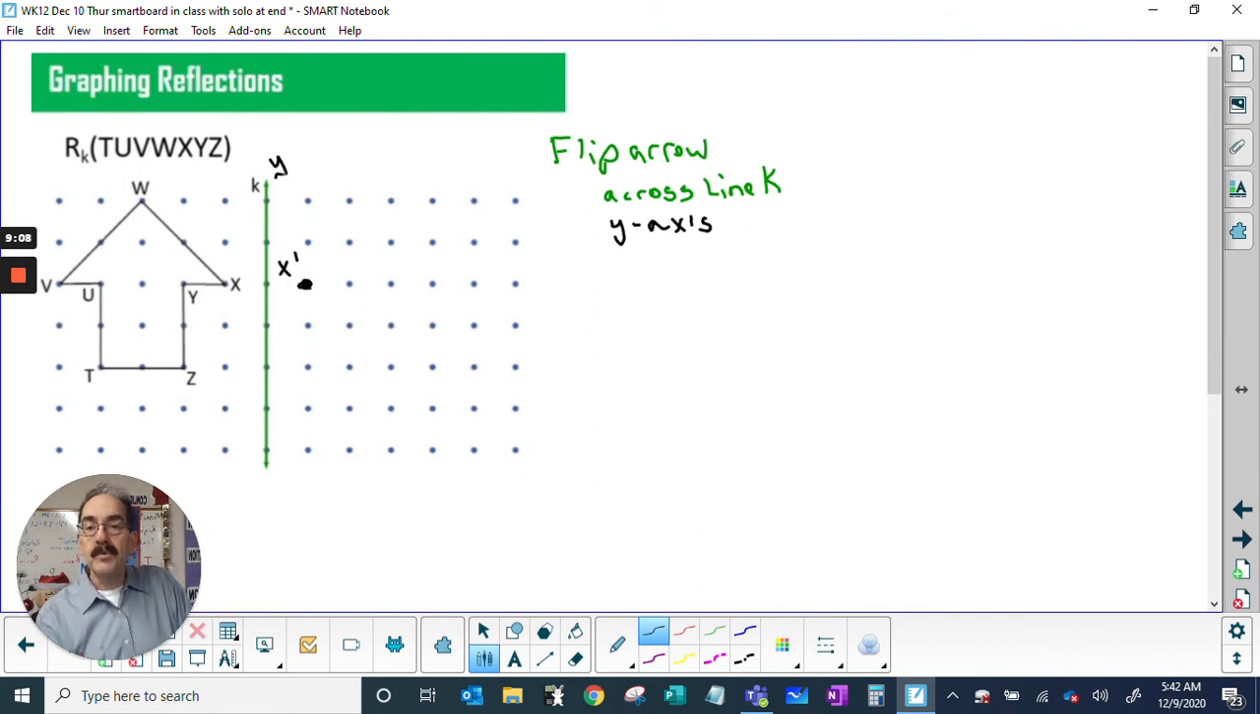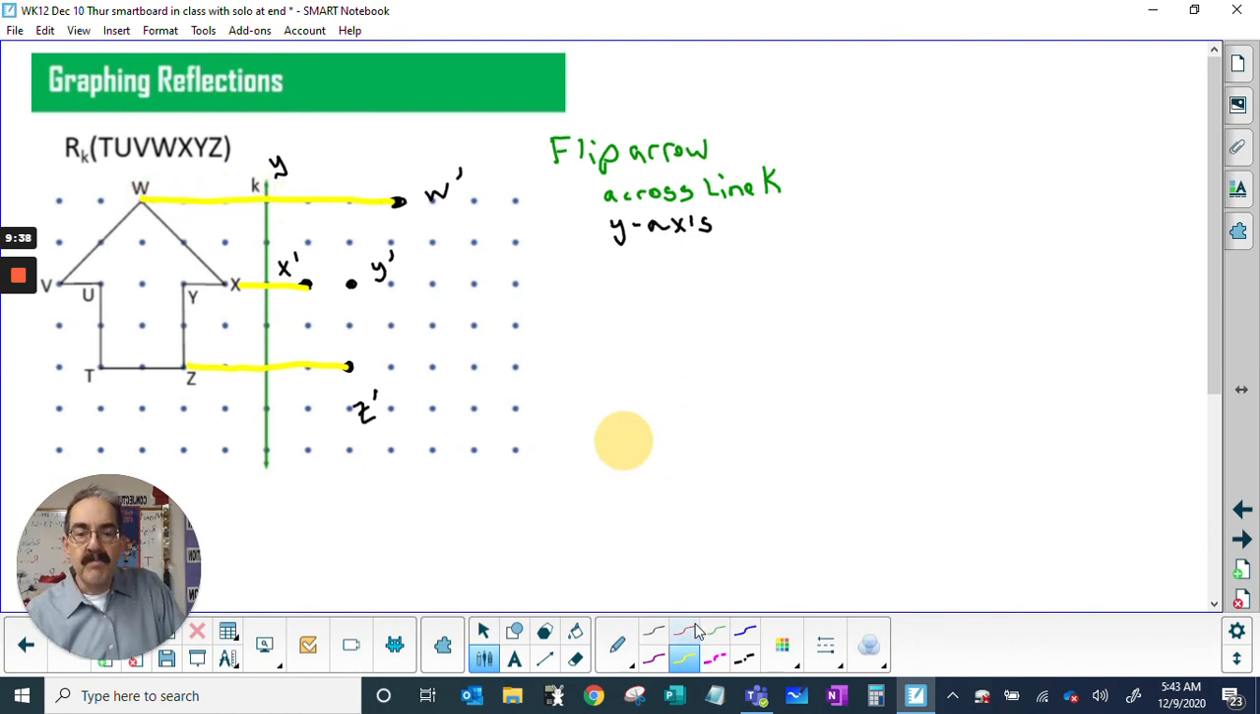1, 2, 3, 1, 2, 3. W prime. 1, 2, 1, 2. Y prime. 1, 2, 1, 2, 1, 2. Z prime. Okay, now if you want, you can actually draw these lines of parallelness, right? To help verify that you got it in the right spot. Actually, we'll make this one blue.